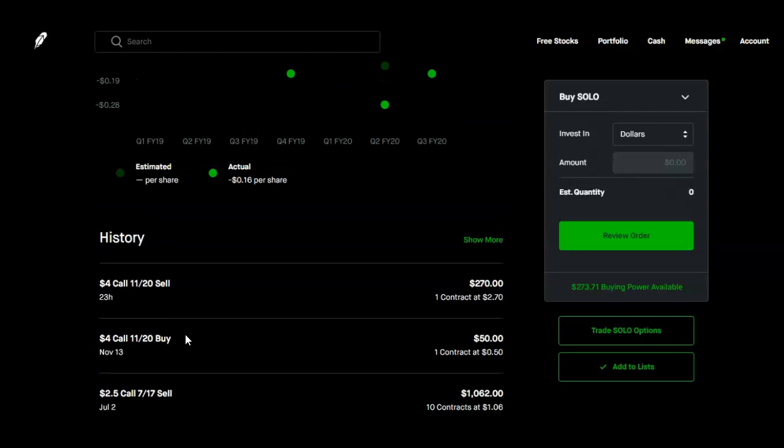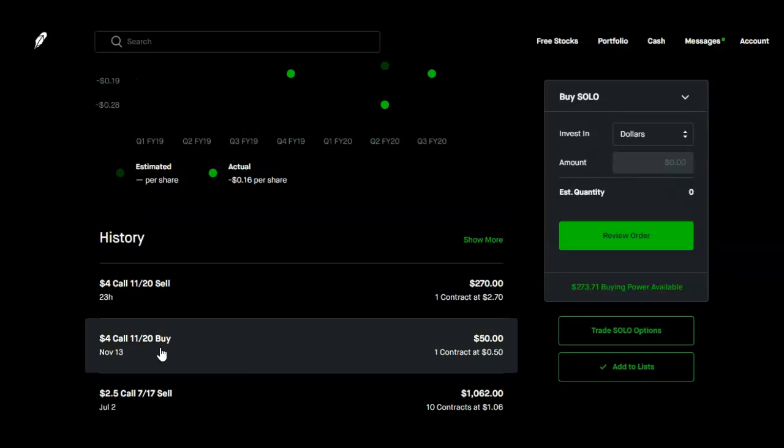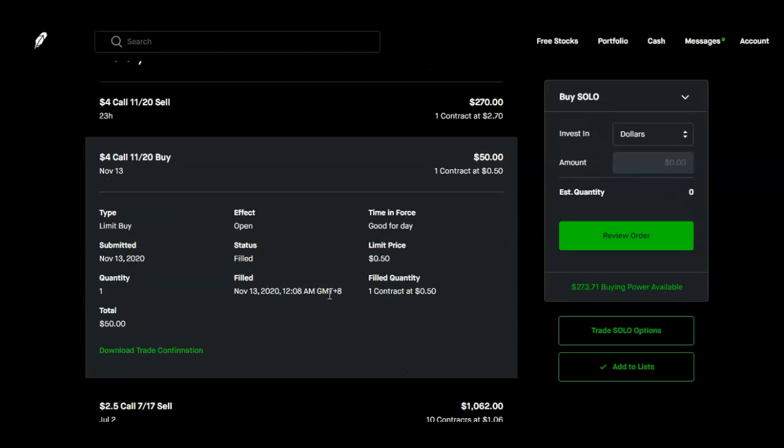So what I did is I simply bought a simple contract. I bought a $4 call, right, with an expiration of 11/20. I bought it for 50 cents. I bought it on November 13th. I just bought one contract, guys. So I just put up 50 bucks.